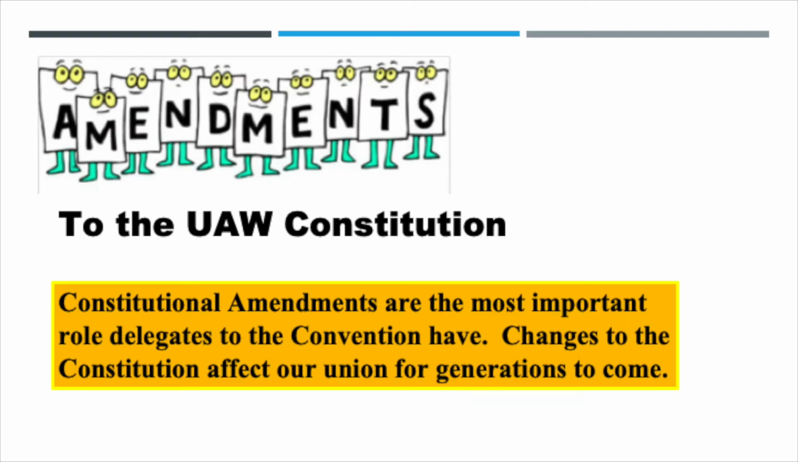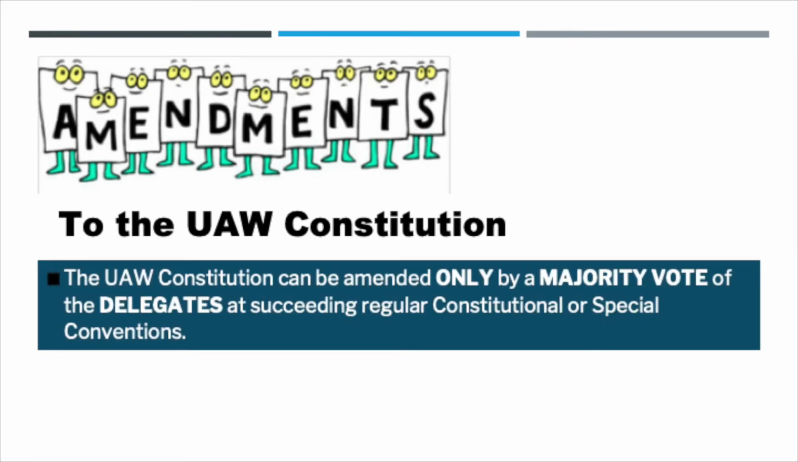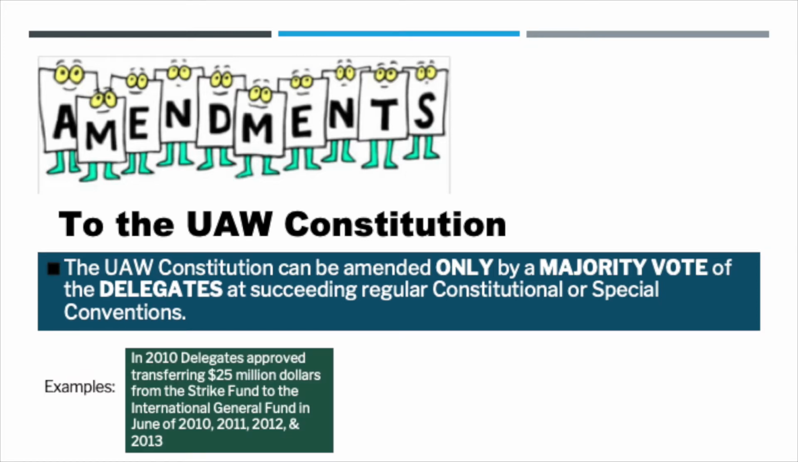One of the most important roles of delegates to the Constitutional Convention is amending the UAW Constitution. The UAW Constitution can only be amended by a majority vote of delegates at succeeding regular conventions, constitutional conventions, or special conventions. For example, in 2010, delegates approved transferring $25 million from the strike fund to the International General Fund in each of the next 4 years. So in 2010, 2011, 2012, and 2013, $25 million was transferred from the strike fund to the general fund because of an amendment to the Constitution in the 2010 Constitutional Convention. That's $100 million in 4 years.